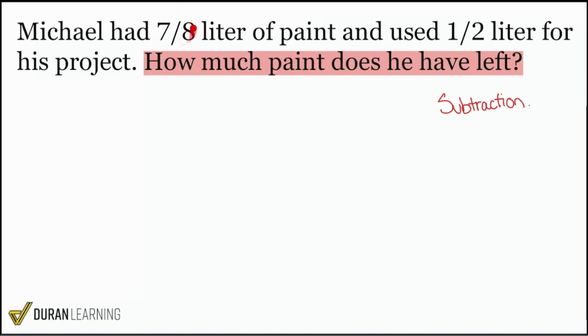So Michael had this many liters of paint. He used this many liters for the project. How much is left? That is straight up subtraction. 7/8 minus 1/2 is what we're trying to do. But what we have to figure out is the least common denominator. Because again, if we are subtracting fractions, we have got to make sure those denominators are the same. What is that denominator going to be, my friends? We can definitely go to 16.